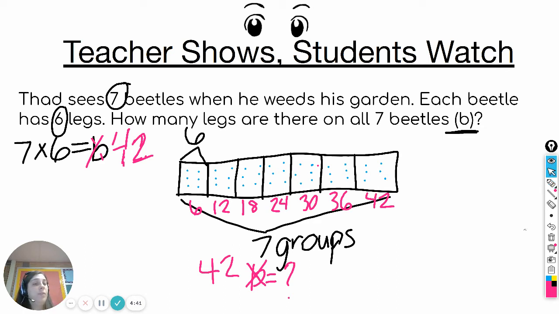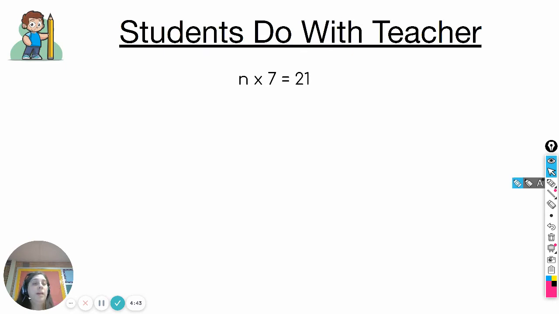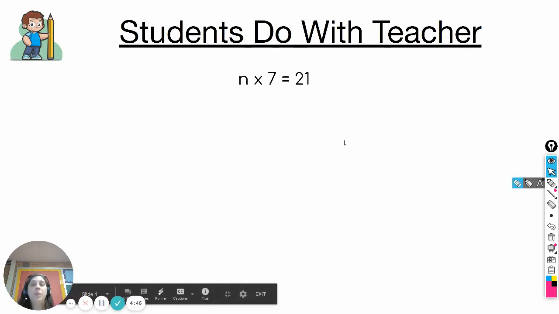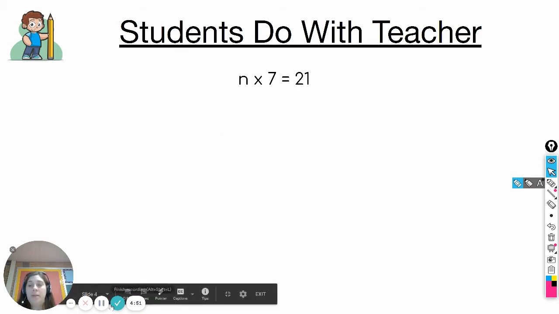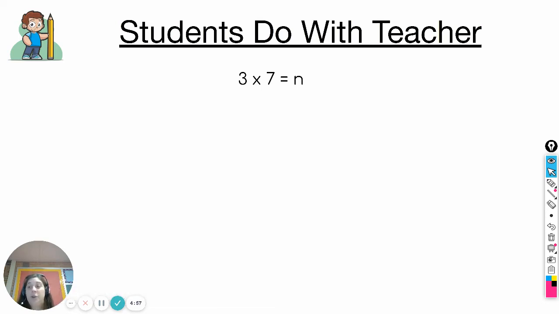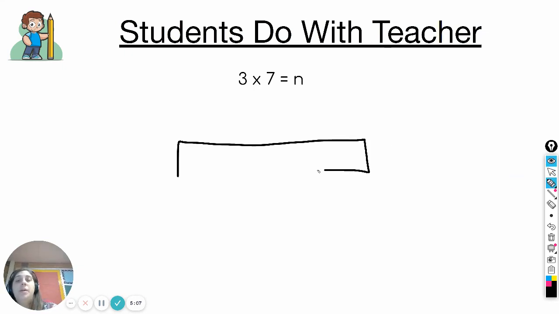Okay, let's go ahead and have you do one with me. For this one, I just gave you the multiplication problem. Our problem is 3 times 7 equals n, and n just stands for number in this case, the number that we're missing. So first thing I want you to do on your whiteboard is go ahead and draw your piece of tape for your tape diagram.